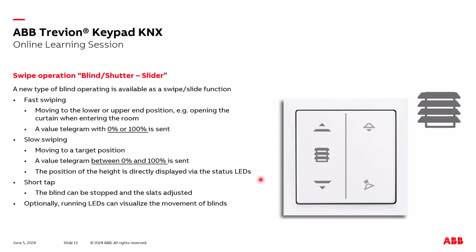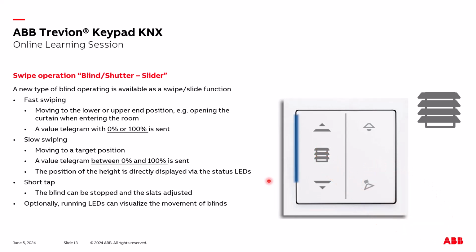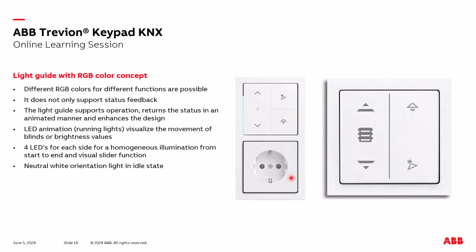So additionally, we have here a kind of animation. Thanks to our new light concept, we have here running lights on the left side, which visualize the movement of the blinds. Like here, you take your finger, you swipe down, and after you reach the position of, let me say, 80%, then you see here 80% of your shutter is exactly in this position.